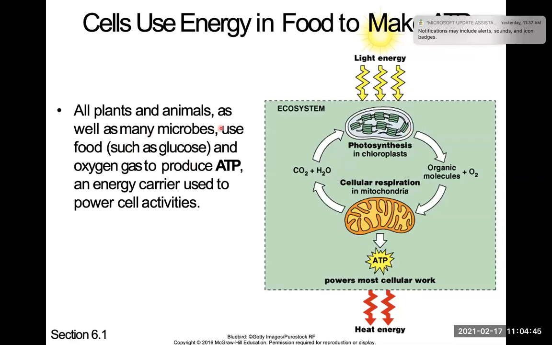So all plants and animals and bacteria use food such as glucose, and I told you guys you have to know the glucose formula, and oxygen to produce ATP. So this oxygen can go in and start breaking down some bonds and produce ATP. ATP stands for adenosine triphosphate. Tri means three, it has three phosphates. It's an energy carrier molecule. It's not energy itself, it's an energy carrier molecule. So once the bond breaks, it's going to release energy.